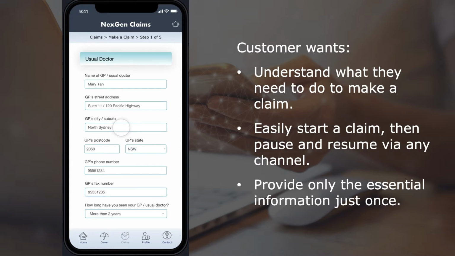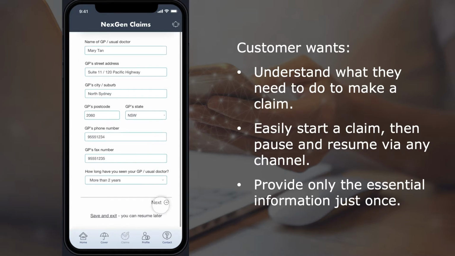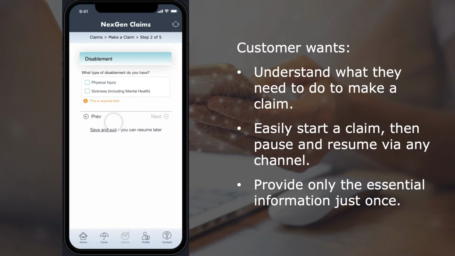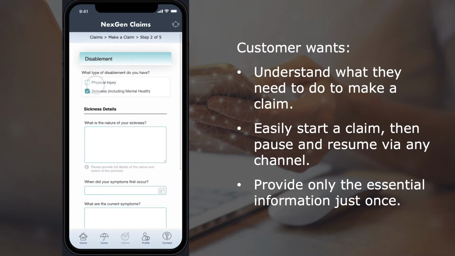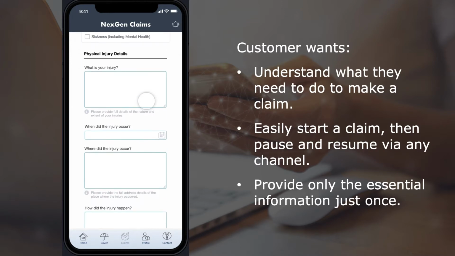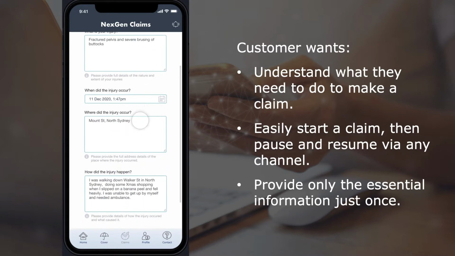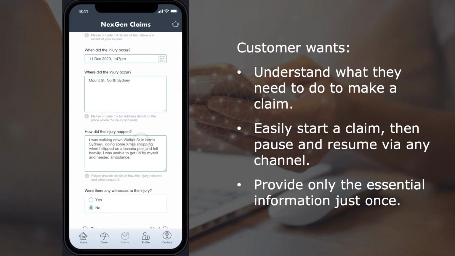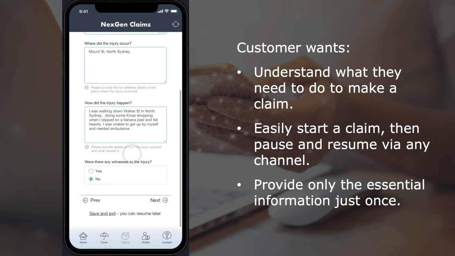For now I'm just going to fill this in, so that's my GP. I'll hit next. I could perhaps claim for a sickness or a physical injury or both, and again the system will ask me for the right information depending on what I've selected, but I'll just fill this in now. So I've got a fractured pelvis. It happened while walking down Walker Street in North Sydney. I slipped on a banana peel, and there were no witnesses.